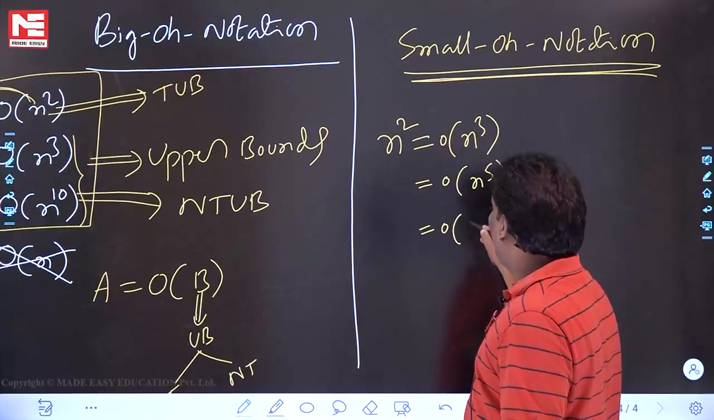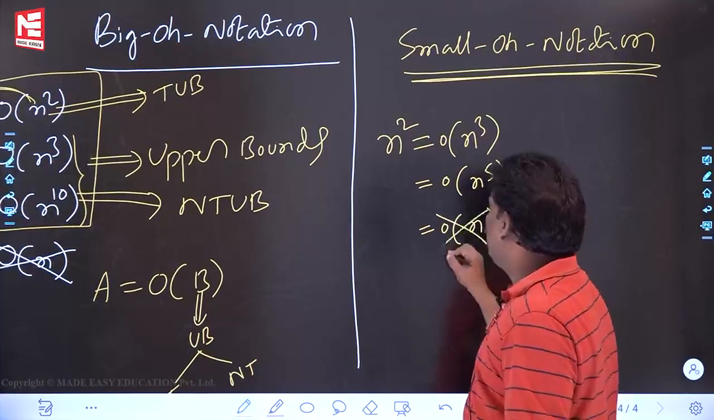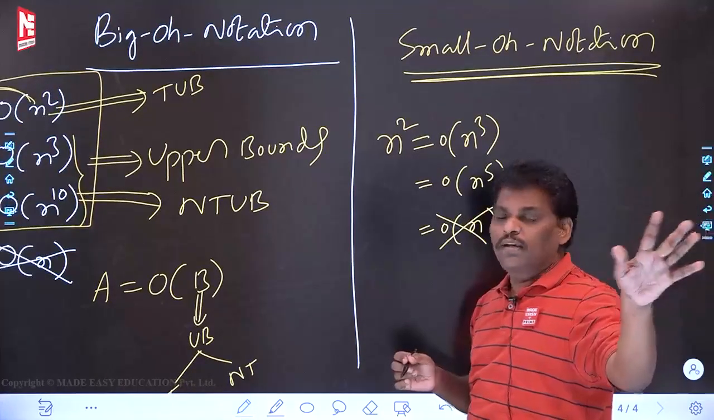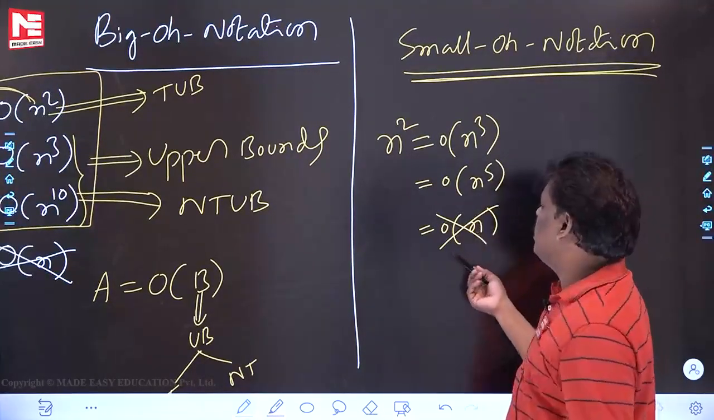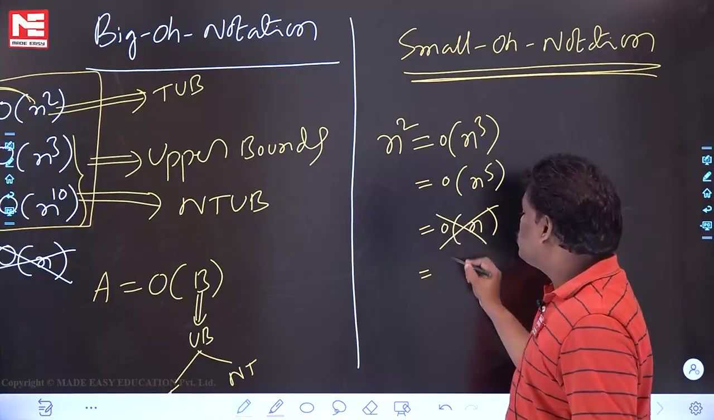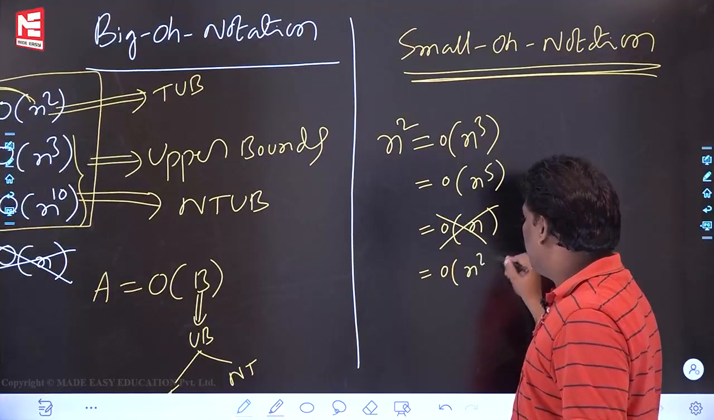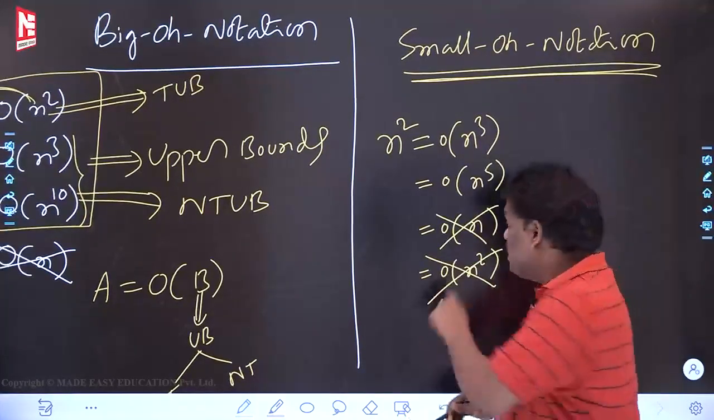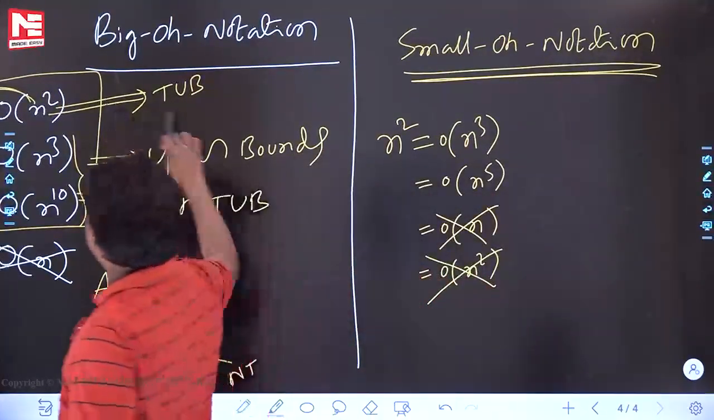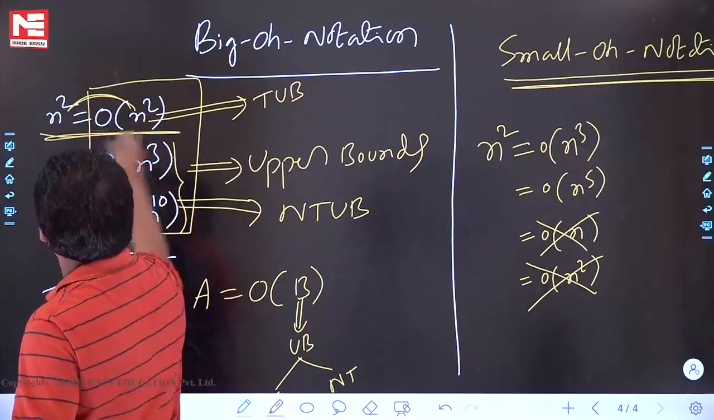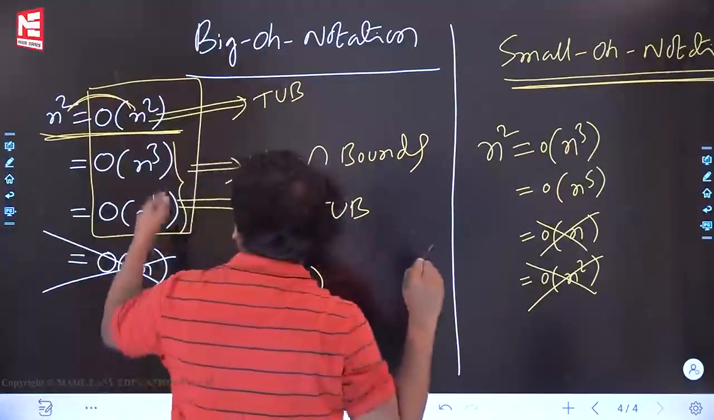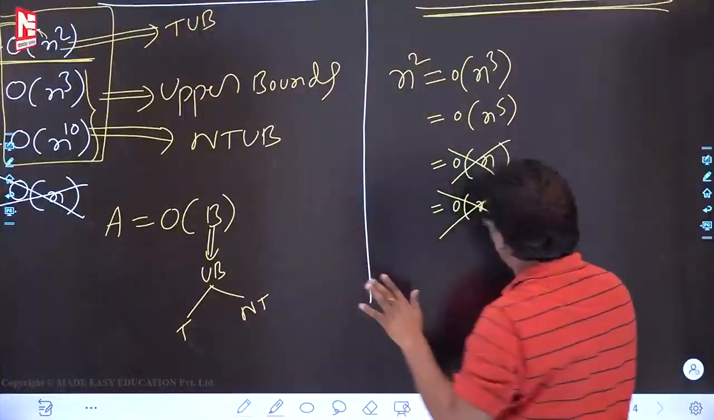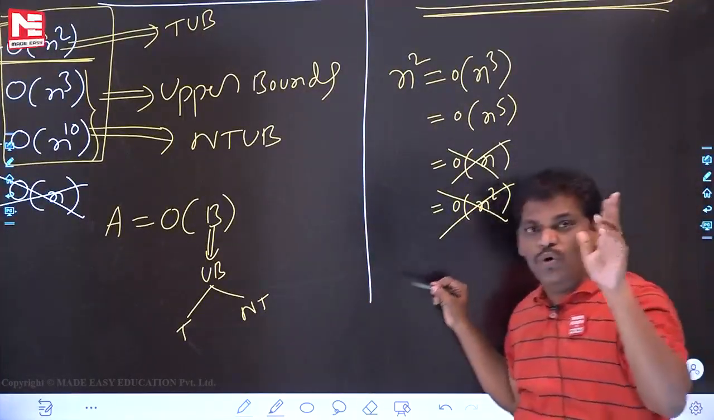n square is small o of n, fail, because big O also fails. Small o and big O are both the same. Here big O fails, small o also fails. But see the interesting thing. n square is small o of n square, fail. But this is pass here: n square is big O of n square, pass. So n square is big O of n square, pass, but n square is small o of n square, fail. This is the only difference.